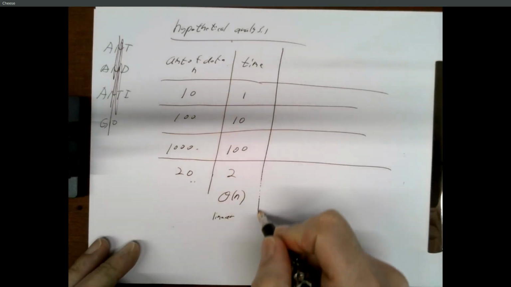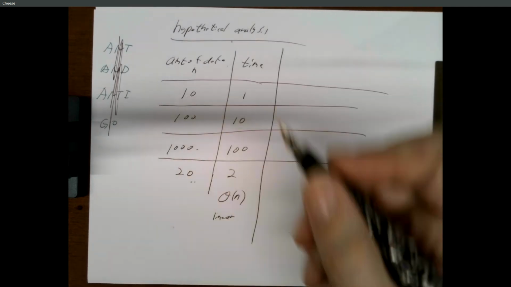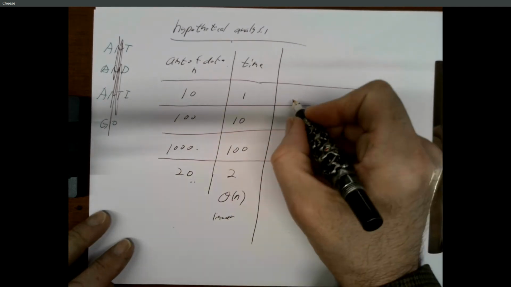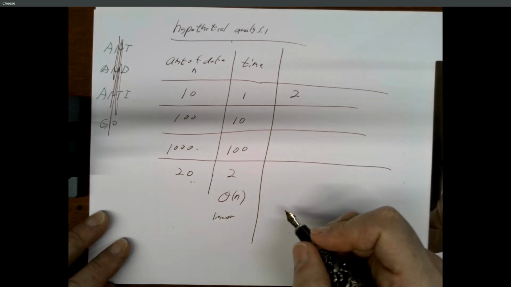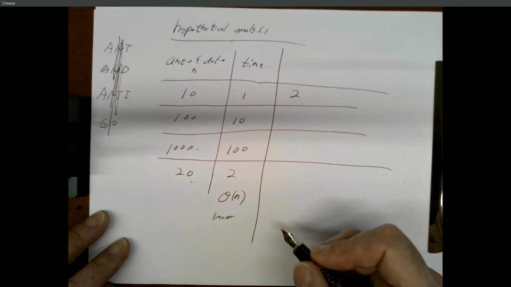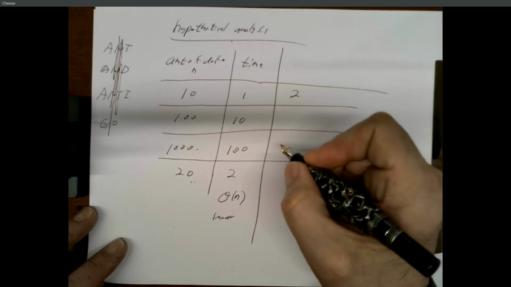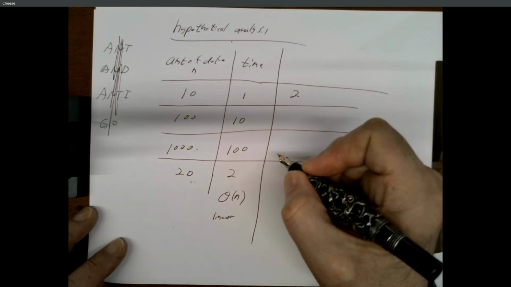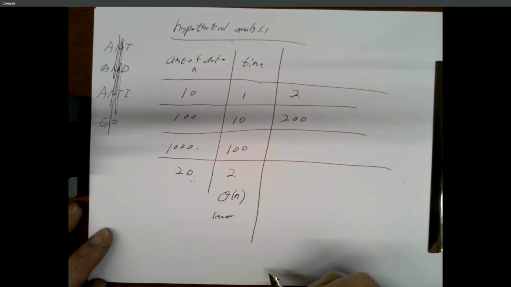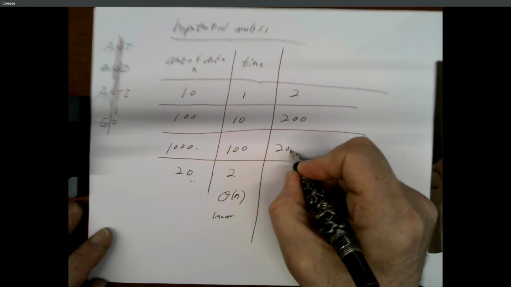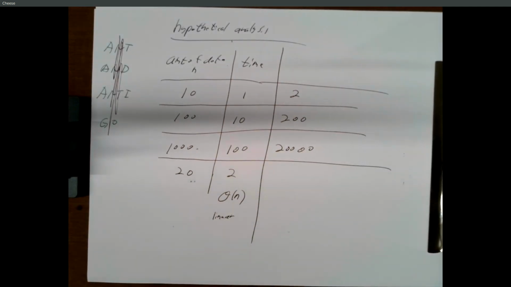Okay, suppose that 10 pieces of data takes you 2 units of time, and 100 pieces of data takes you 200 units of time. And 1,000 pieces of data takes you 20,000 units of time. And 20 pieces of data takes you 4 units of time.